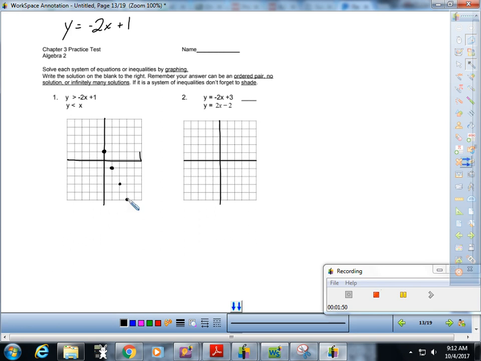You could also do this in your graphing calculator if you preferred, and use your table. You could also make a list of input-outputs and put 0, 1, 2, 3 here. And notice you'd get 1, and you put in a 1, you get a negative 1, and put in a 2, and you get a negative 3, and that's the same. Then I dash this line.